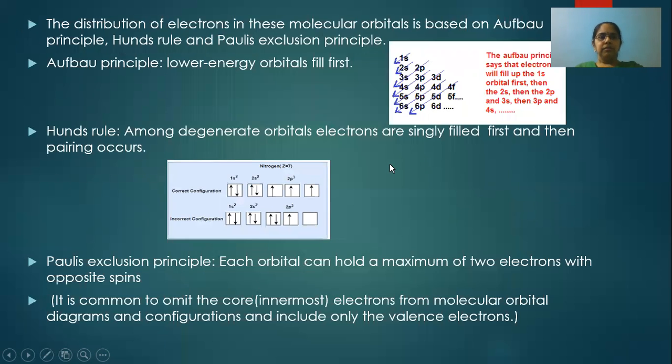Now, any molecular orbital, whether bonding or anti-bonding, can accommodate a maximum of 2 electrons. These electrons are filled in the molecular orbitals based on 3 rules, which are the Aufbau principle, Hund's rule, and Pauli's exclusion principle. You have already studied these in intermediate. The Aufbau principle states that lower energy orbitals are filled first and then the higher energy orbitals.